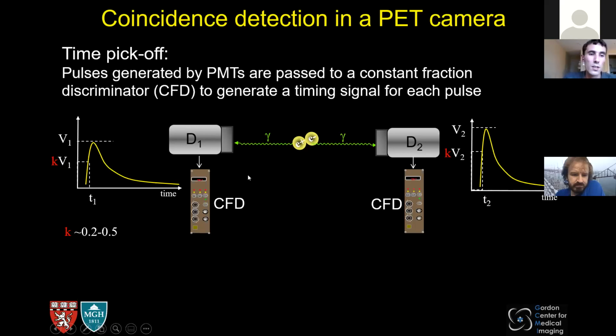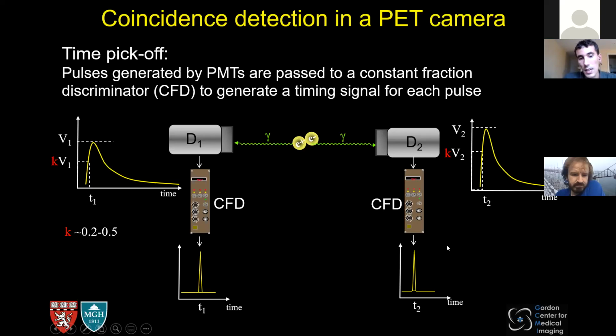And that of course is done offline. It's done after you have digitized the signal, and then you can look at the maximum and assign a timing event at this time, basically, at the constant fraction. So that's very simple. You have two timing events that are associated to each photon, okay?